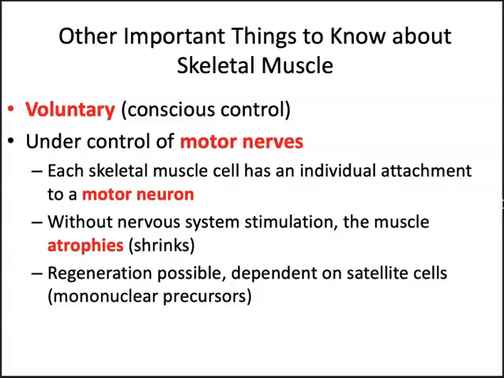And skeletal muscles are able to regenerate themselves, and that's dependent on satellite cells, which are the precursors to skeletal muscles. And they are mononuclear. They have only one nucleus, and they will fuse together to form the longer muscle fibers.